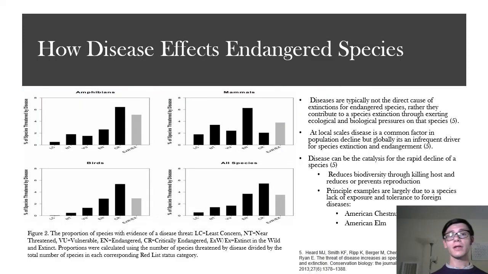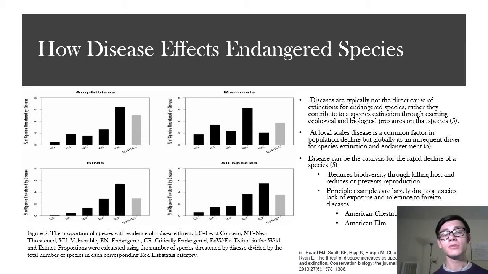Now that we've talked about how gene drives work, let's talk about how disease affects endangered species. So diseases, despite what people may think, are not the direct cause of most extinctions. Typically, disease is like a symptom to endangered species. It applies additional pressures on a species which slowly push it towards extinction. It's a contributing factor or variable that leads to it, not the cause. So, why is that the case?